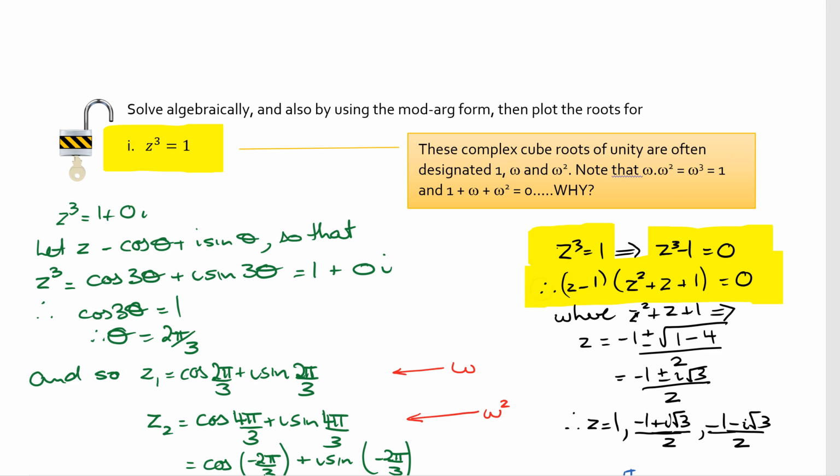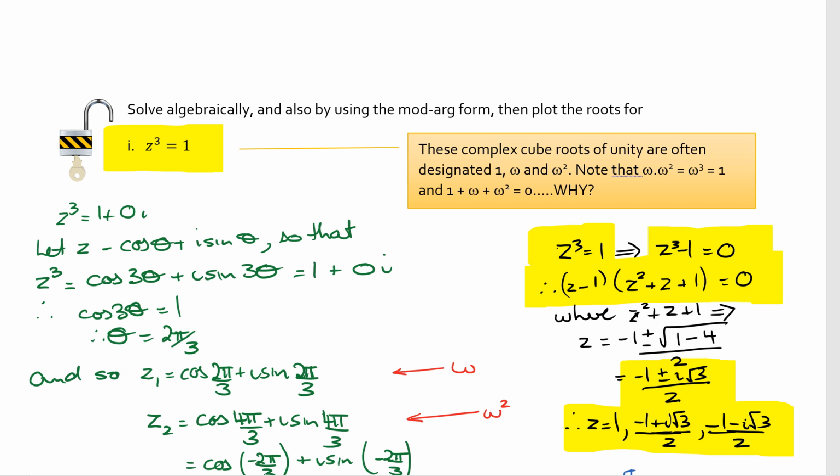So z equals plus 1 is one root, but if we try to solve this quadratic, we're going to have a negative under the square root sign, so that means there are no more real roots. But we now know that we can write those as complex roots. So the pair of roots which form conjugates are minus 1 plus or minus i root 3 on 2. So these three roots are the three complex roots of unity. Even though 1 is a real number, all the real numbers are part of the complex domain.